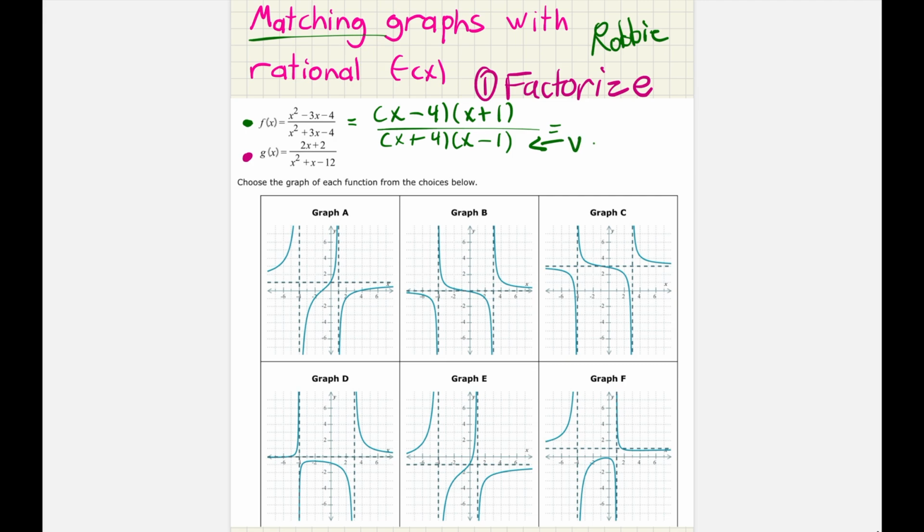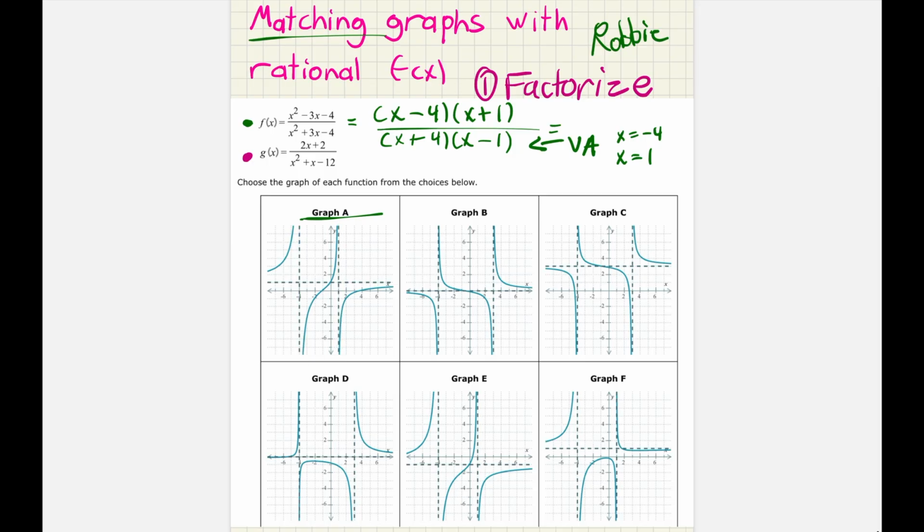The numbers that make those parentheses 0 are the vertical asymptotes. So in this case, it would be x equal to -4 and x equal to 1. So let's check the options. Which ones of these graphics are possible? Graph A is possible because you see the asymptote at 1 and the other one at -4. So you say, okay, that's possible.